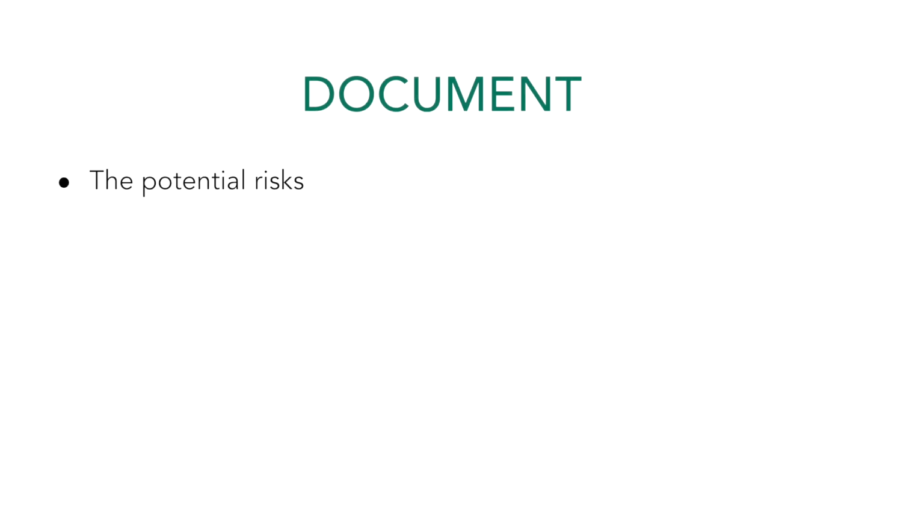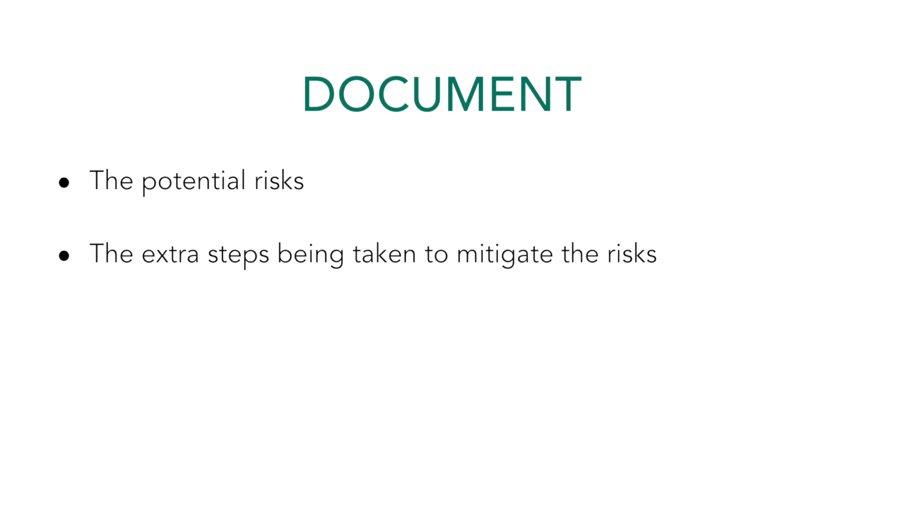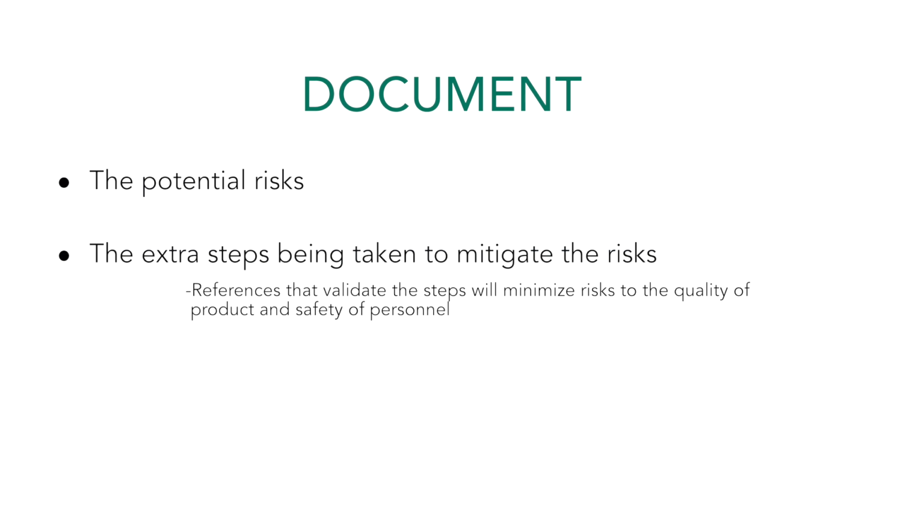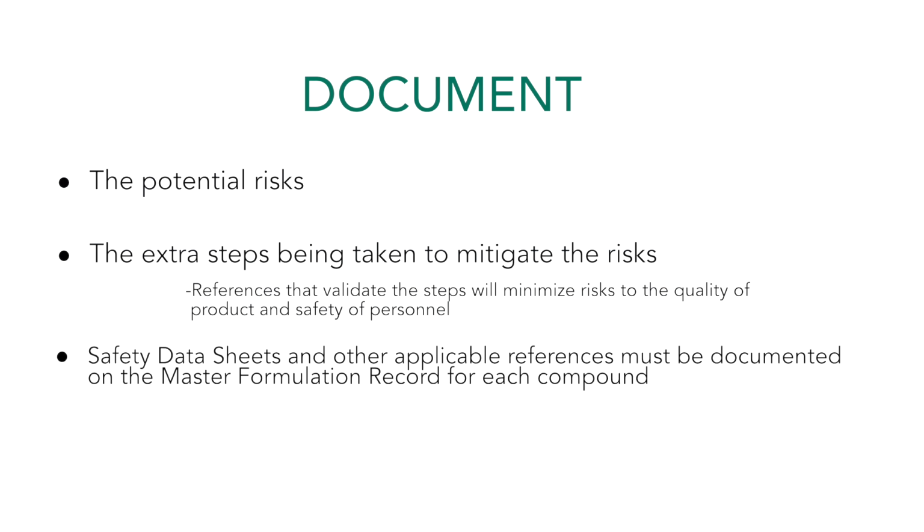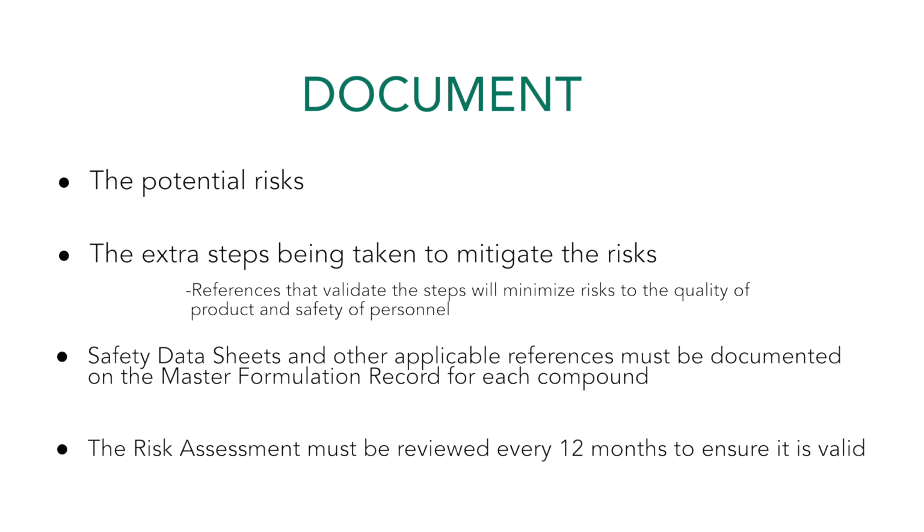If it is necessary to compound a preparation with procedures and processes that are not currently in place within the pharmacy, the documentation should include the following: the potential risks, the extra steps that must be taken to mitigate the risks, and the references that validate these steps will actually minimize risks to the quality of the product and the safety of the personnel. Safety data sheets and other applicable references must be consulted, and appropriate procedures for safe compounding must be documented on the master formulation record for each compound. The risk assessment must be reviewed at least every 12 months to ensure that it is still valid.